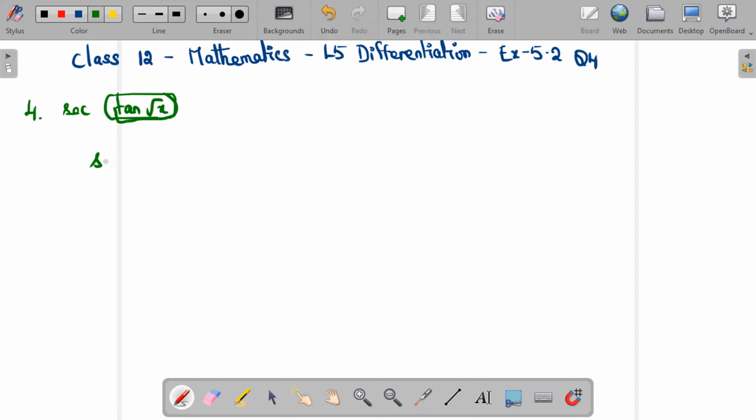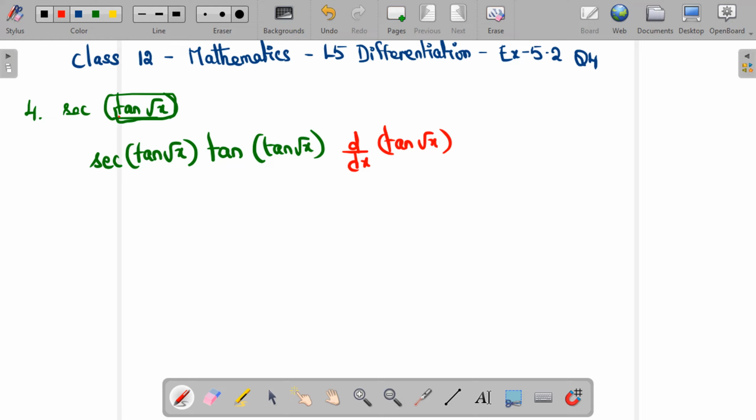Secant a's differentiation is secant a, so I'm going to write that as such, inside tan a. So a again is going to be tan root x, into d by dx of tan of root x. So this is going to be the function that we assumed, so we need to differentiate that inside.